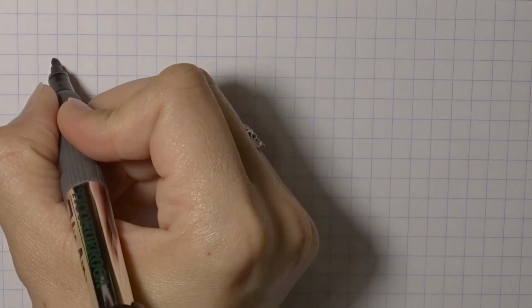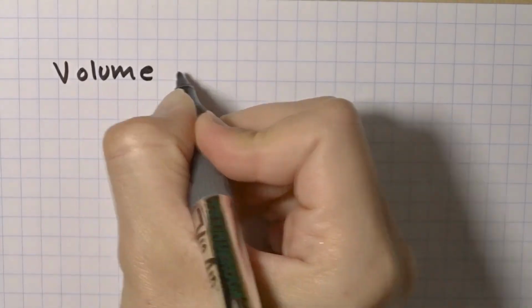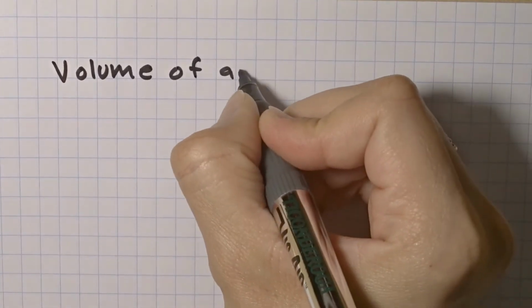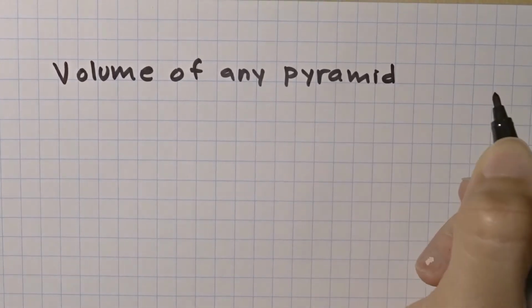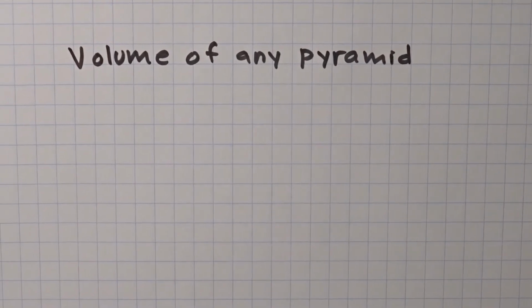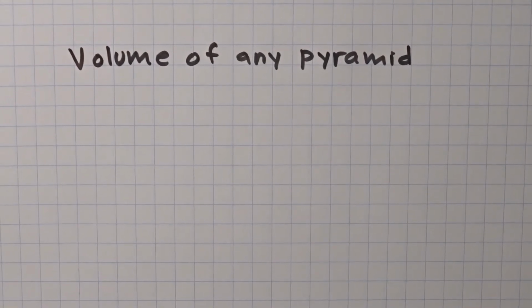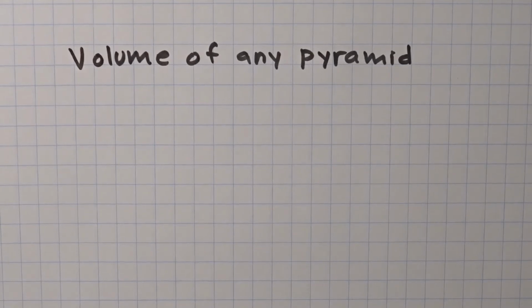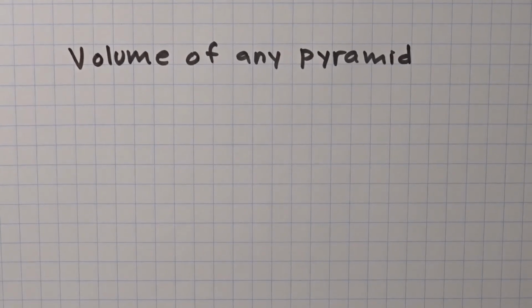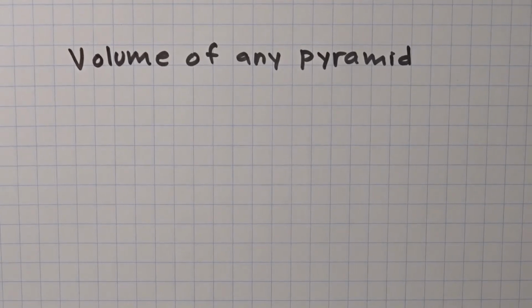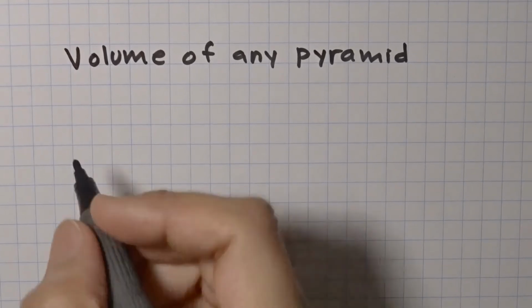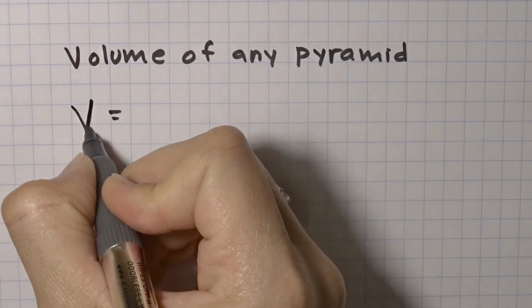All right, so let's write down the formula for the volume of a pyramid. Now I wrote the volume of any pyramid because a pyramid is any 3-dimensional figure that comes to a point, right? A geometric shape on the base, and it comes to a point. So it could be a square-based pyramid, a triangular-based pyramid, it can be a pentagon, hexagon at the bottom. It doesn't matter what the base looks like. If it comes to a point, it's called a pyramid. And so this formula works for any type of pyramid.